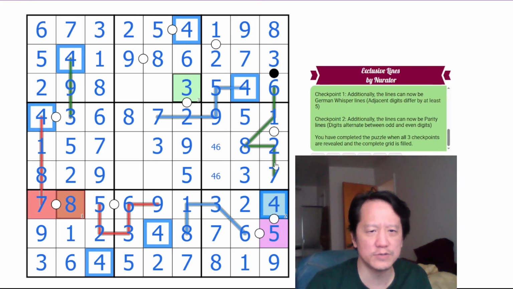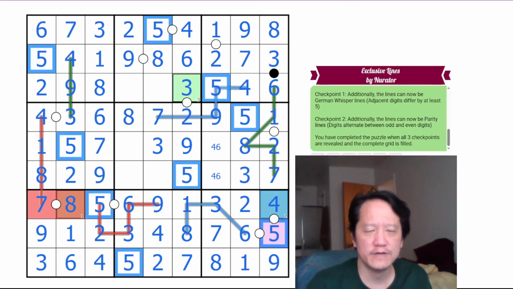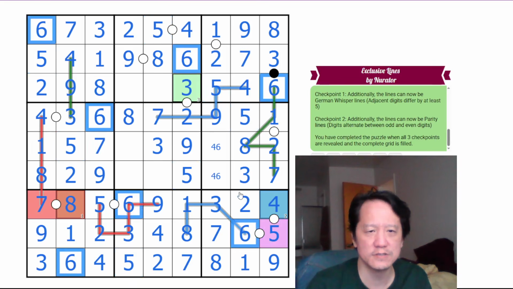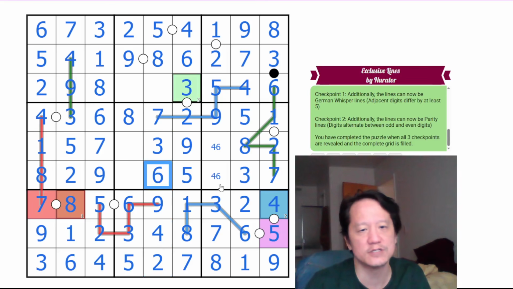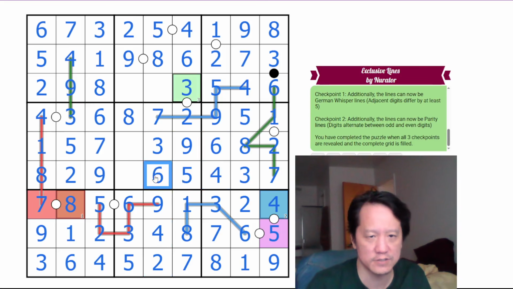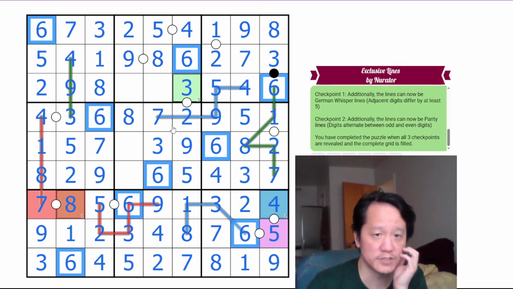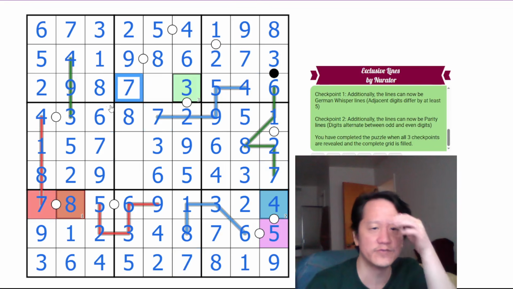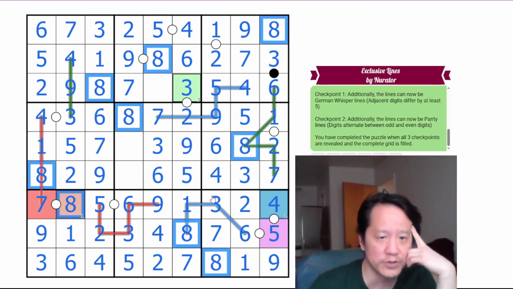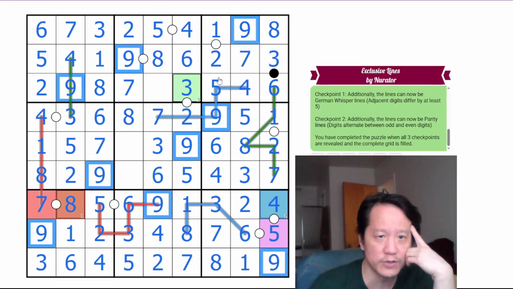4s, we don't have enough information. 5s, we have all the 5s. 6s. In column 5, where is the 6? Can't be here because of 6 in the box, and the rest is filled out, so 6 has to be here, which makes this 4 and 6. That should give us all the 6s. 7s, we have 8 7s. We know where the last 7 is. 8s, we have all the 8s. 9s, we should have all the 9s, too.